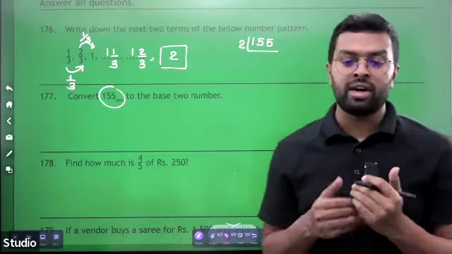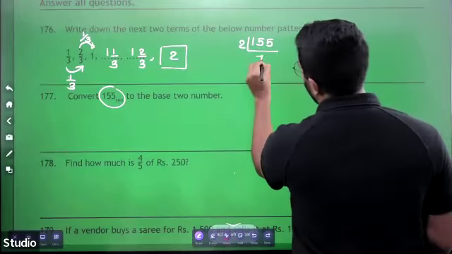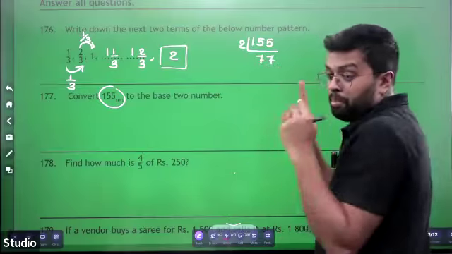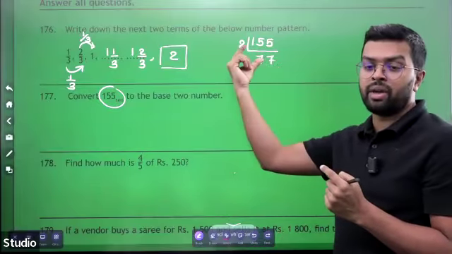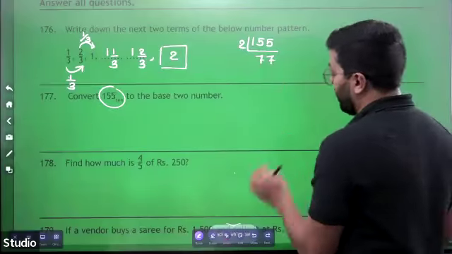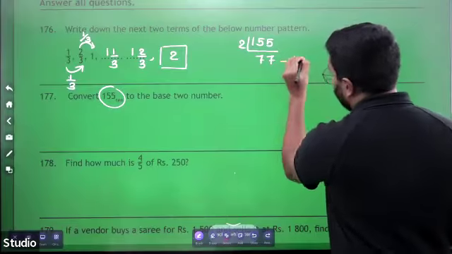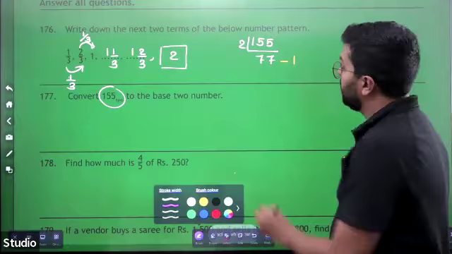So once you divide this 155 by 2, the answer is what? Yes, 77. Remainder is 1. Pute, make sure: 155 divided by 2, the answer is 77. But you will get a remainder of 1. Make sure to write this remainder.